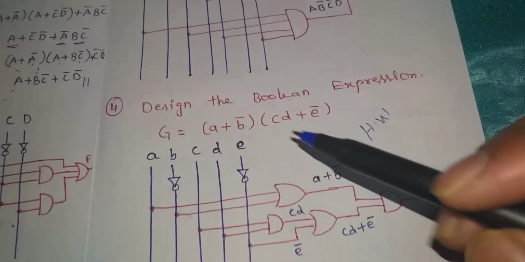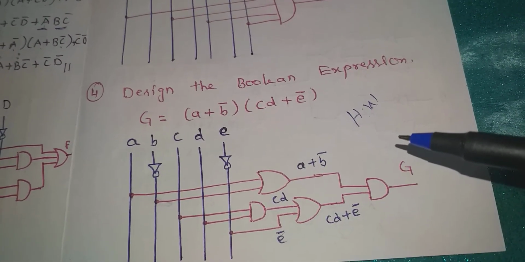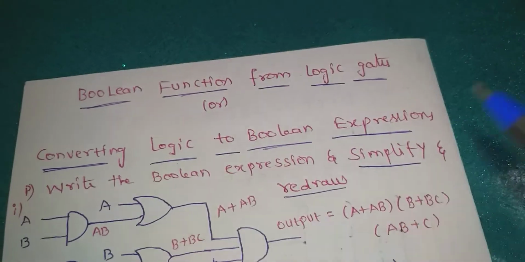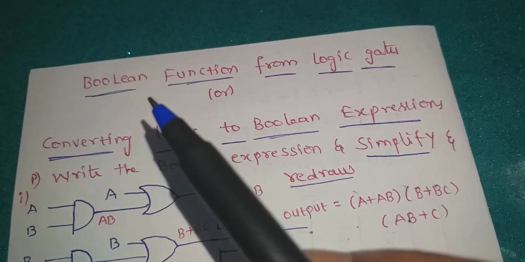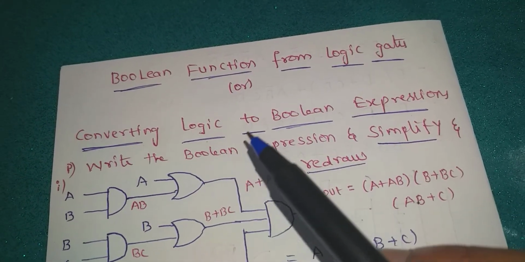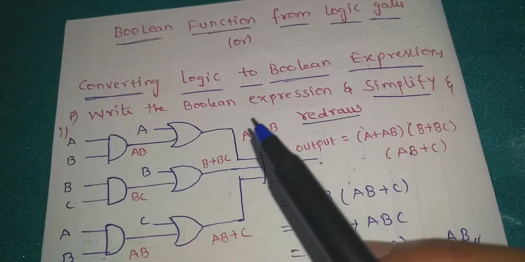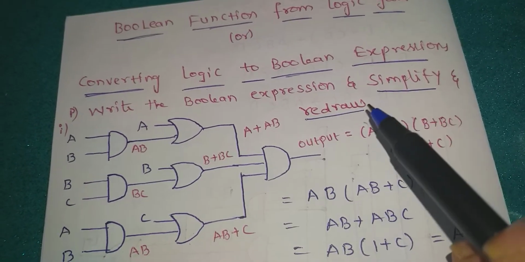And similarly, go through this design. This is also for you as homework. Now we will do the reverse operation: Boolean function from logic gates, or converting logic to a Boolean expression. Observe the question carefully, write the Boolean expression, simplify, and read out.